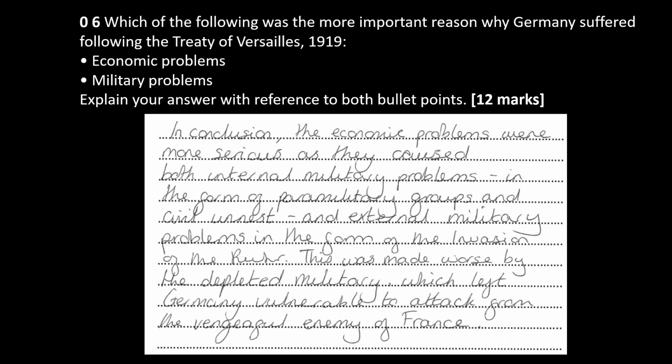I have written, in conclusion, the economic problems were more serious, as they caused both internal military problems in the form of paramilitary groups and civil unrest, and external military problems in the form of the invasion of the Ruhr. This was made worse by the depleted military, which left Germany vulnerable to attack from their vengeful enemy of France. This answer summarizes previous discussions and shows a definitive judgment by showing how underlying economic problems made the military problems even worse.